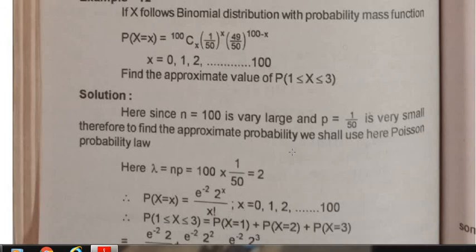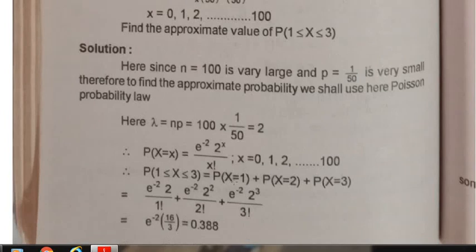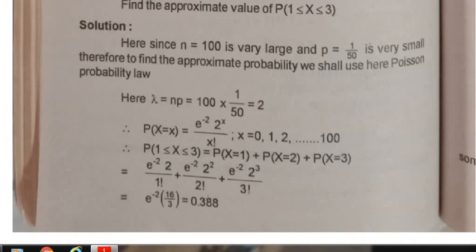And we have to find the value of P(1 ≤ X ≤ 3). That means P(X = 1) plus P(X = 2) plus P(X = 3). Thus, putting the values x equals 1, 2 and 3 in this definition, we get the required probability, and this will be 0.388.